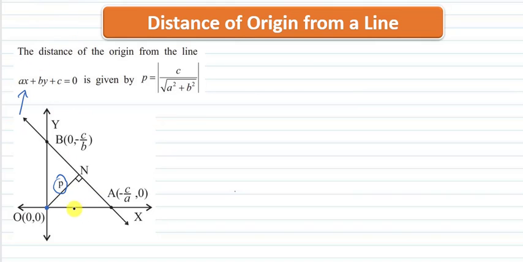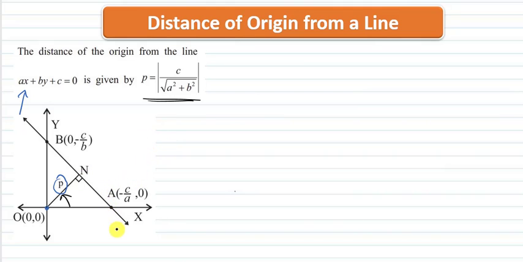But as we want to find the distance, we always take the shortest distance. So remember this. Here I want to find the distance of the origin from the line, that is the length of ON, or what we have considered as P. And it will come to this: P equals C upon root of A square plus B square.